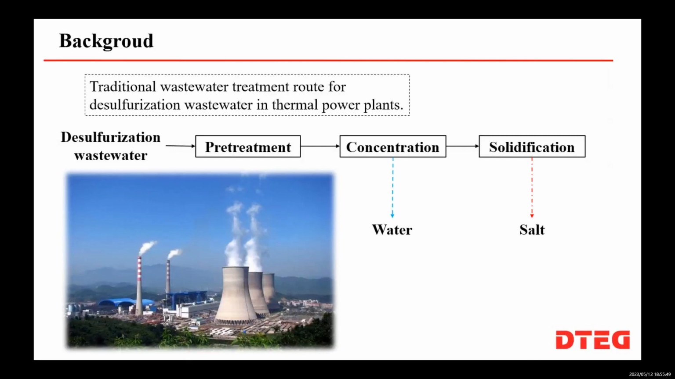Here is a traditional wastewater treatment route for desulfurization wastewater in thermal power plants. After pre-treatment, desulfurization wastewater would be concentrated, and part of the water is reused. The reduced wastewater enters the solidification process, and the waste salt is treated as pollutants.